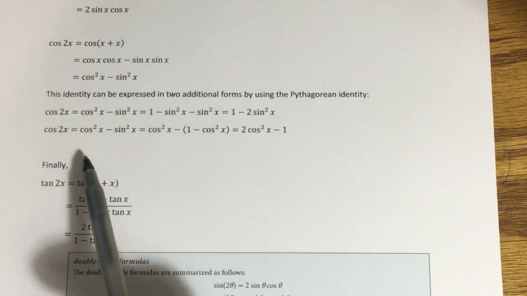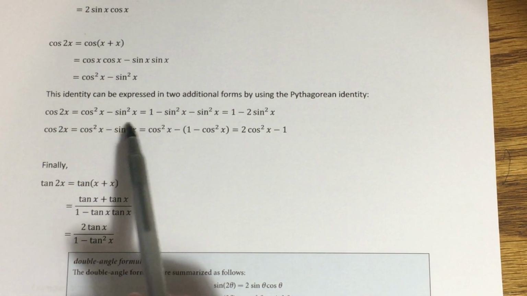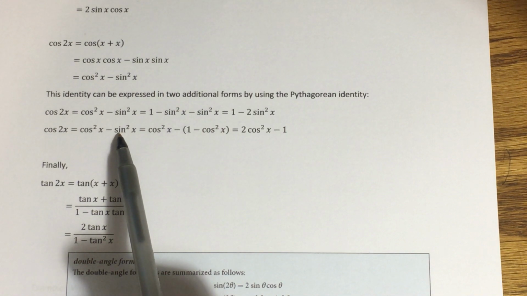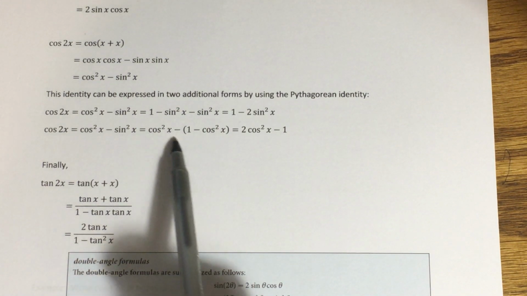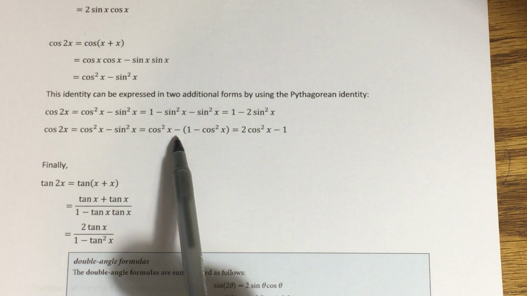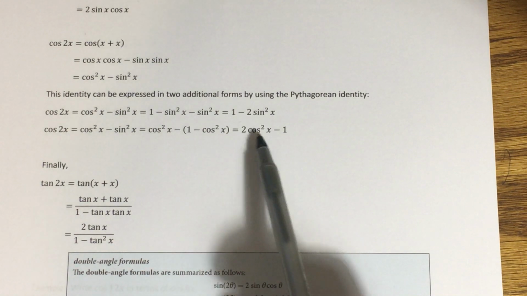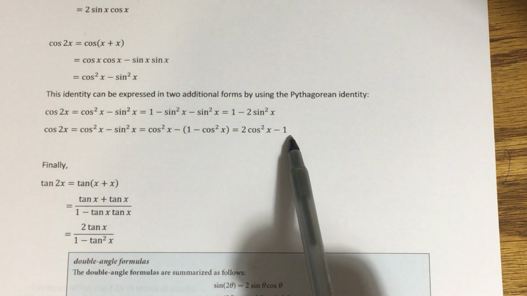If I do essentially the same thing, but replace sine squared of x with 1 minus cosine squared of x, then you can follow the same kind of simplification process, and in this case we end up with 2 cosine squared of x minus 1.